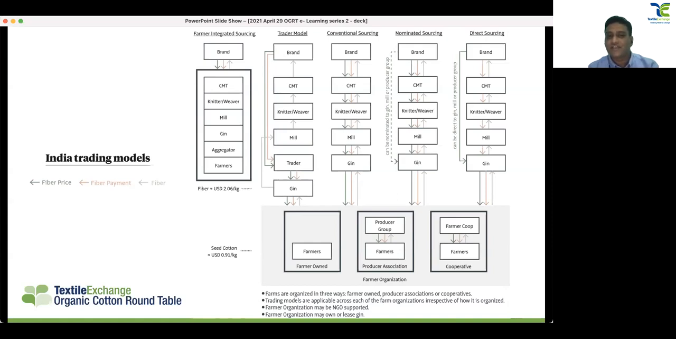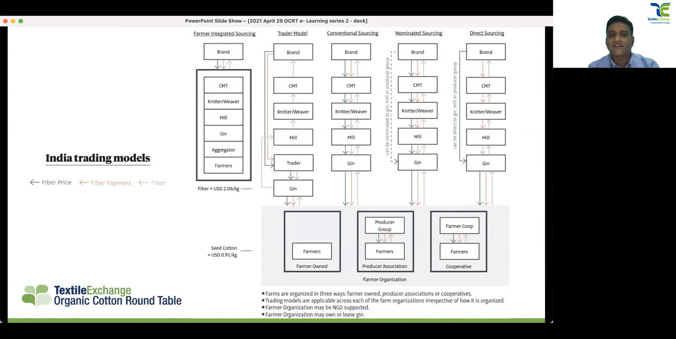Because what you see in this table, in the third column, is the conventional sourcing model where everything is linked to the regular supply chain. So price, fiber payment and fiber movement are actually moving from one end to another. Everyone is involved, and that is going to increase the cost. Everyone is going to say, okay, I do have quantity, but whomsoever pays higher prices, I will sell to them. And that's how the prices are increasing in a supply chain.